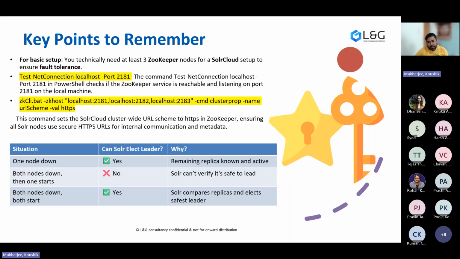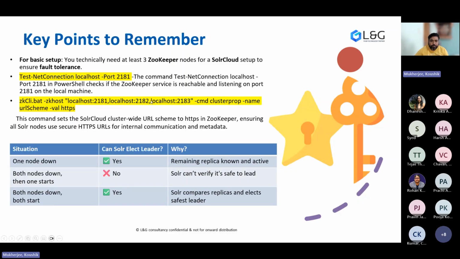Now some of the key points that you need to remember. For the basic setup, you technically need at least 3 Zookeepers. That means you need an odd number of Zookeeper nodes so that it can manage fault tolerance, check which one is down and which one needs to be made the leader. So the odd number is recommended and mandatory. At least it should be 3 so that it can choose the leader properly.